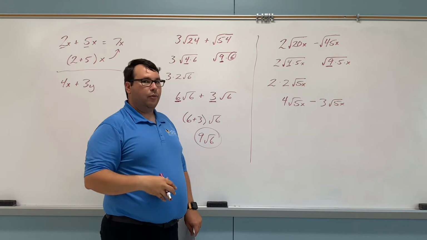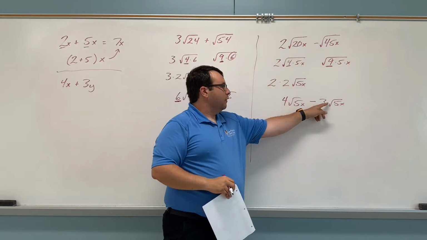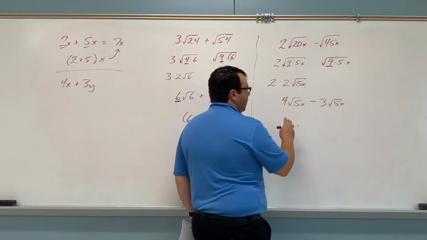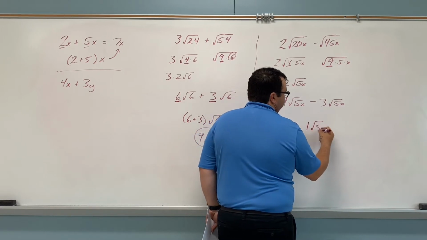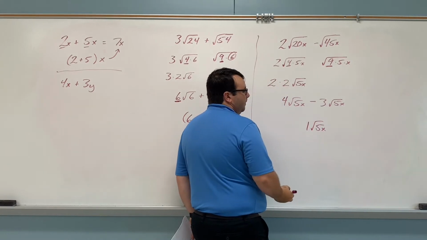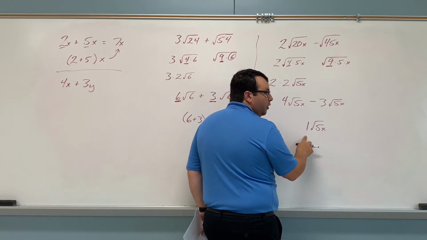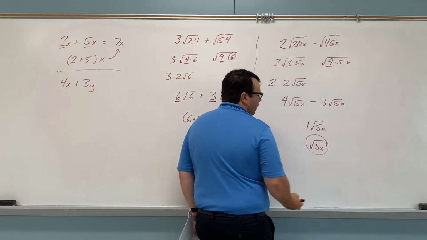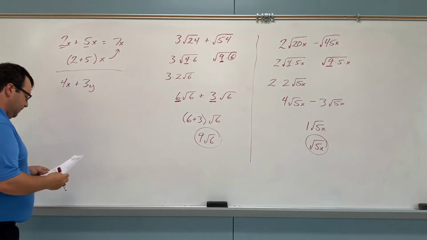Now, are these like radicals? The answer is yes. They have the same root index and the same radicand values. So I can combine these. That's like 4 minus 3, which is 1, and I have square root of 5x left over. You can also rewrite this, because of this being a 1 coefficient, as just the square root of 5x. Either solution is correct there.